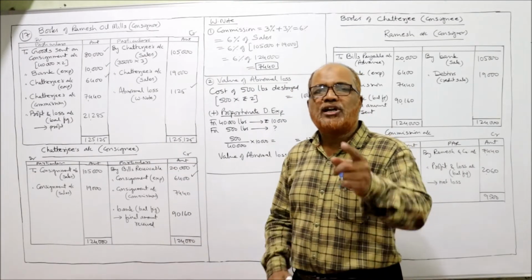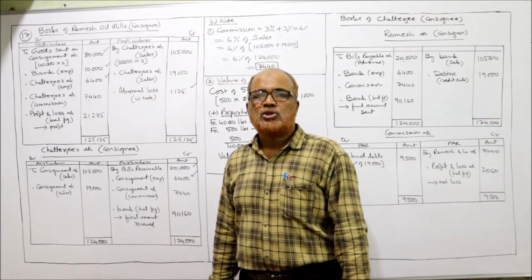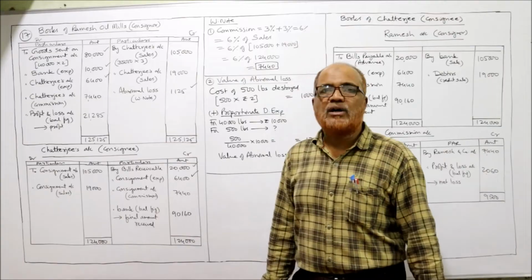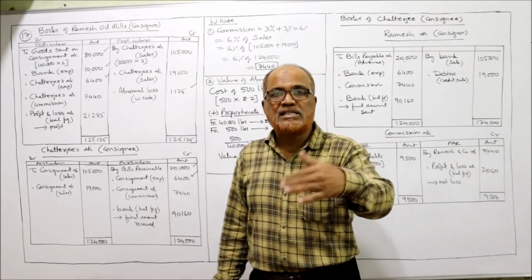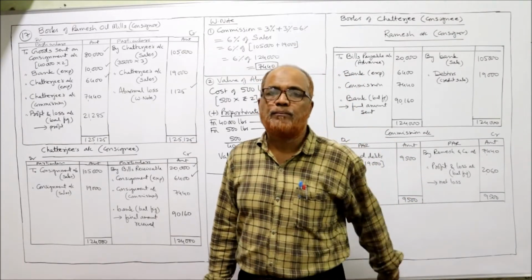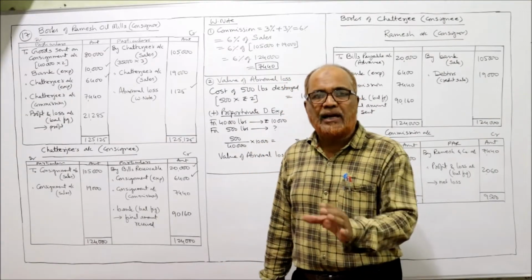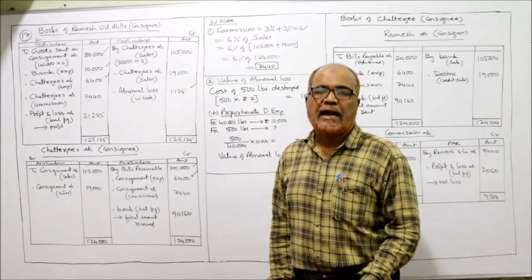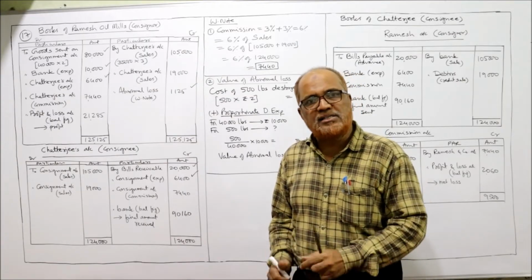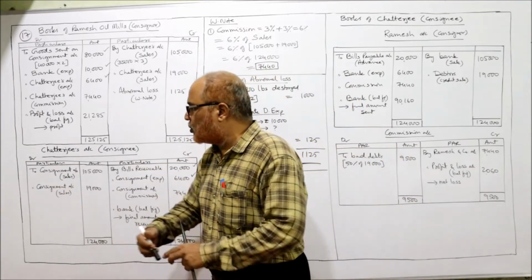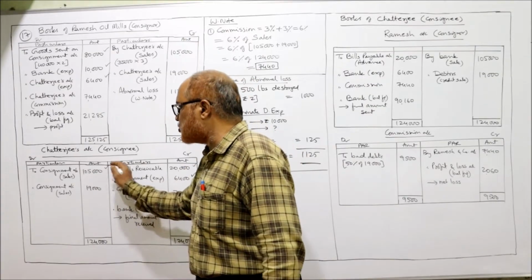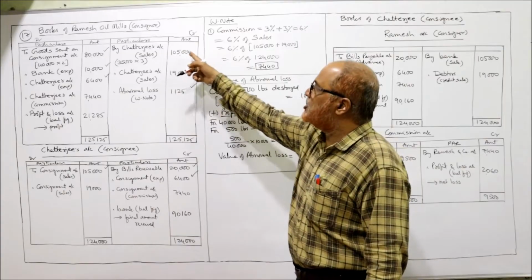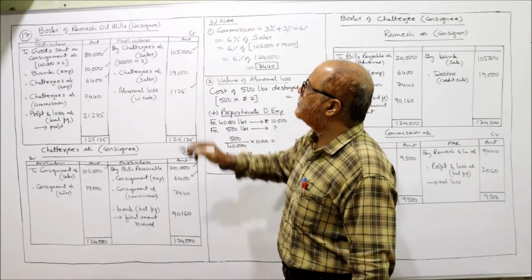Right? Now, Chatterjee has sold 35,000 pounds of oil at rupees 3 per pound. So the entry will be Chatterjee account debit to consignment. Chatterjee account is debited for consignment sales 1,05,000. Now the consignment account is credited by Chatterjee account, sales 1,05,000.